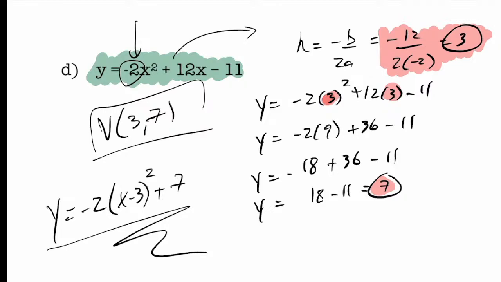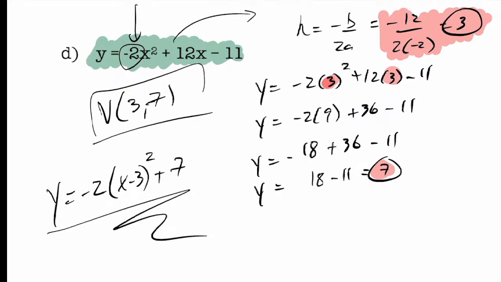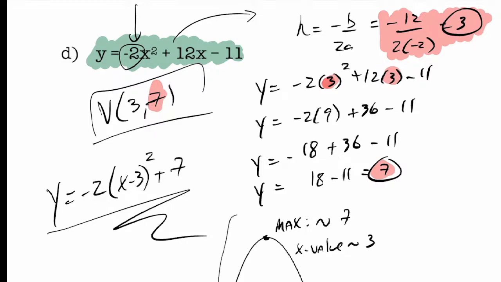And that's it. Now they use different terminology. They say, what's the max value? Because this quadratic opens downwards, it hits a max. So the max value, like we had discussed, is your y coordinate. It hits a max value of 7, and the x value that this happens at is 3. They're just asking you for your vertex. That's all they're asking you for, but it's just worded a bit differently.